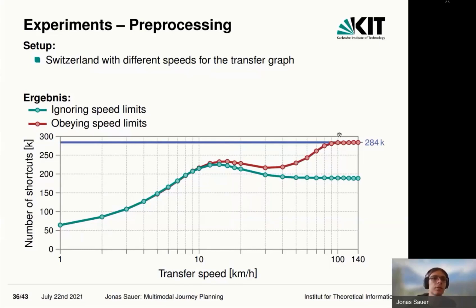So this means that if we have 100 kilometers per hour, we assume that we can actually drive 100 kilometers per hour through pedestrian zones and any kind of road. So it's not very realistic, but it's just to show you what happens if the transfer mode becomes very fast. So we hit a plateau here at about 140 kilometers per hour, if we obey speed limits. If we ignore them, it actually declines.